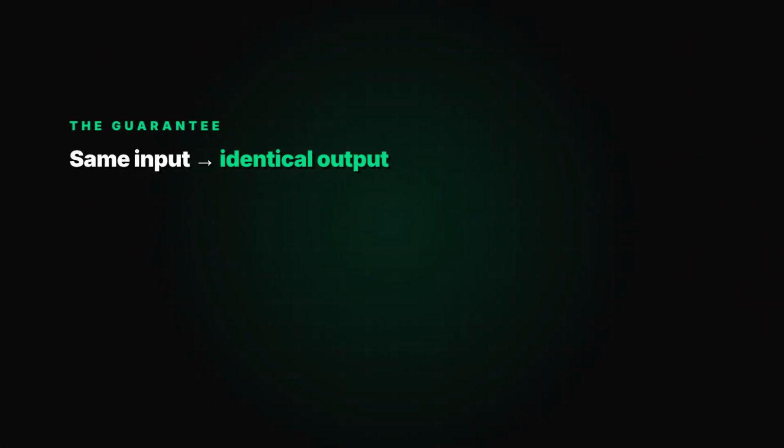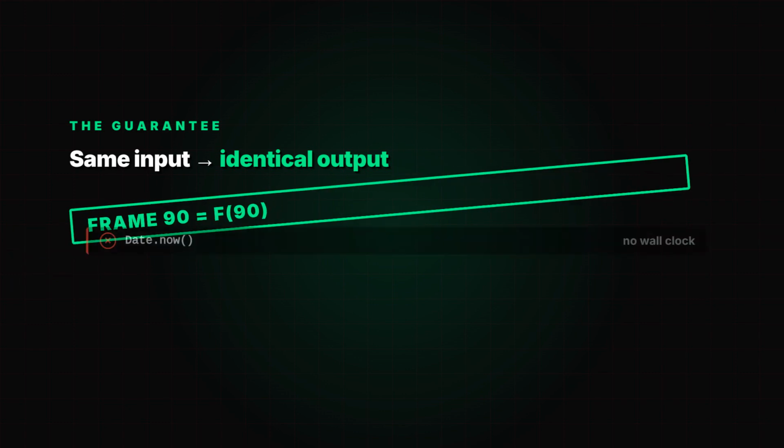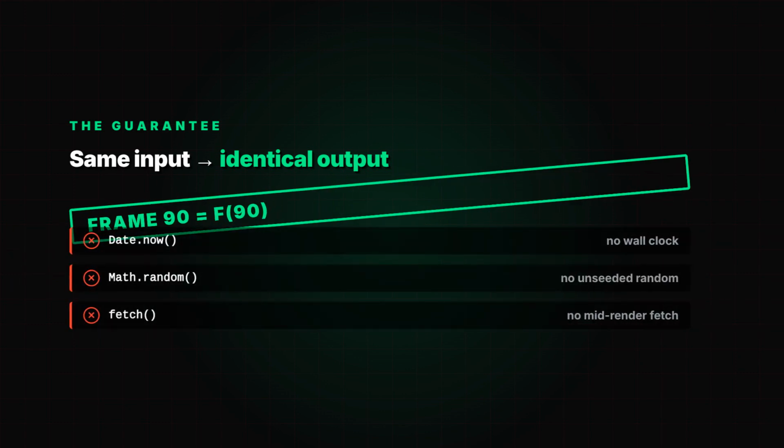That gives you the core guarantee. Same input, identical output every time. No wall clock, no unseeded random, no mid-render network fetches. Frame 90 depends on exactly one thing, the number 90. That's why renders are resumable, why parallel workers agree, and why CI can trust the output.